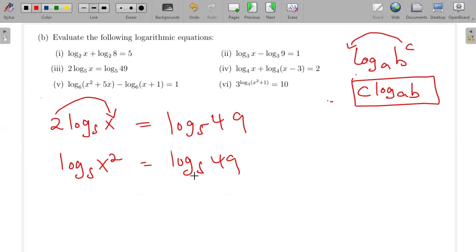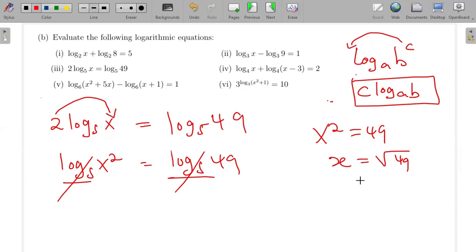Okay, so now here I have log base 5, log base 5. The bases are the same and there's nothing that I'm adding. So if you want, you can say cancel out the log base 5, cancel out the log base 5. So I remain with x squared is equal to 49. Then this will actually give you x is equal to the square root of 49. The square root of 49 is plus or minus 7. So the answers are x is equal to 7 or x is equal to minus 7.